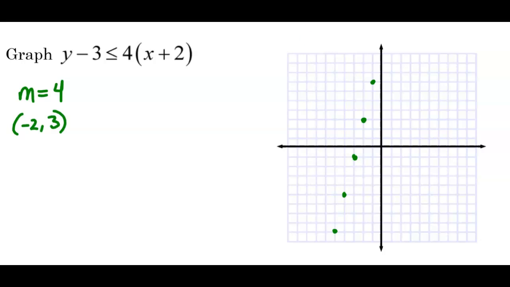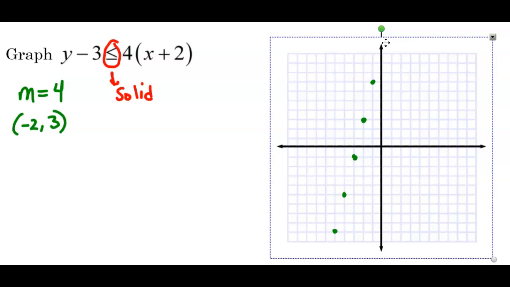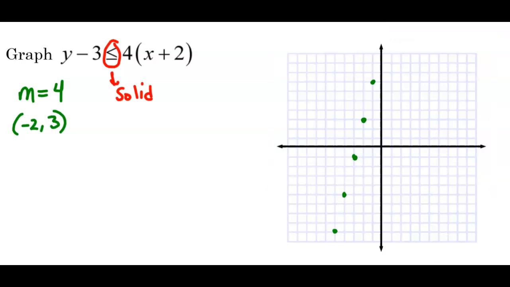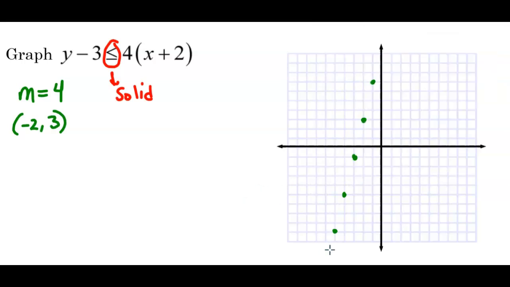We have to decide if it should be a solid or a dashed line. So we look at our inequality sign. It's going to be a solid line. We have equality here. So a solid line. What happened? Gotta get that back. Okay, so there is our line.